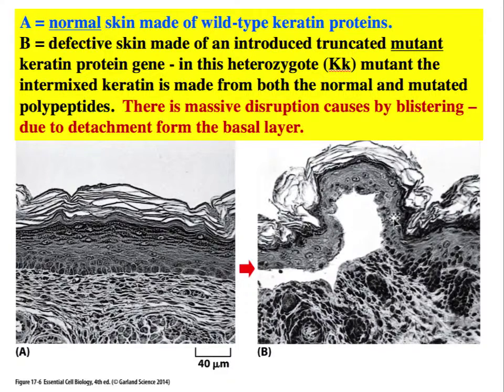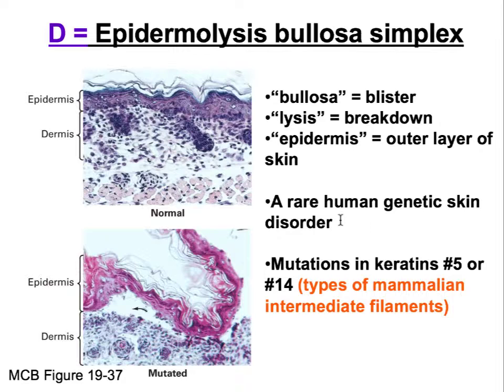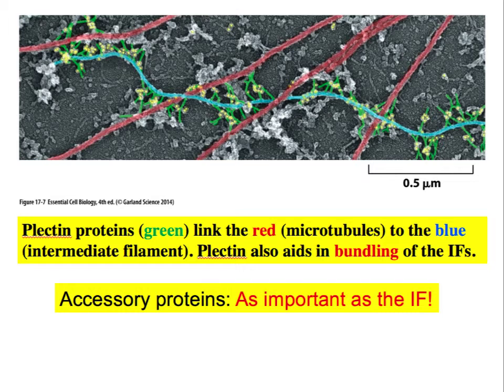Something similar happens in humans. In humans, a disease of the skin caused by genetic defects in these proteins is called EBS. Bullosa stands for blister, lysis stands for breakdown, epidermis stands for the outer layer of the skin. So the name of the disease tells you what happens in patients that have that mutation in one of the keratins.